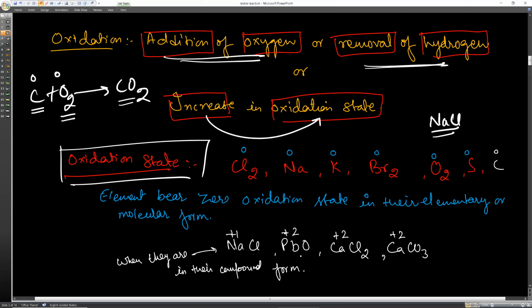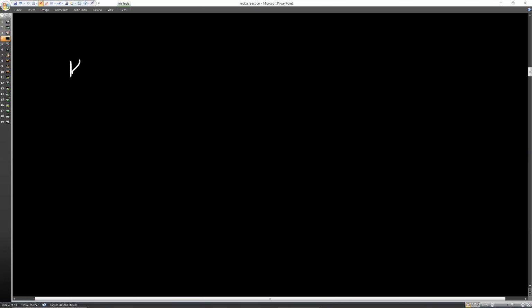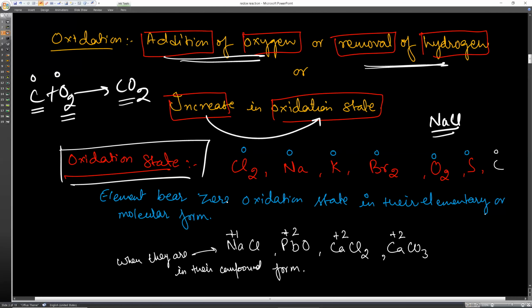Like I'm writing H2 plus O2 will give you H2O. So here hydrogen is written alone, oxygen is written alone in the molecular form. So their oxidation state will be 0. Got it? So here note it down. The element bears zero oxidation state in their elementary or molecular form.